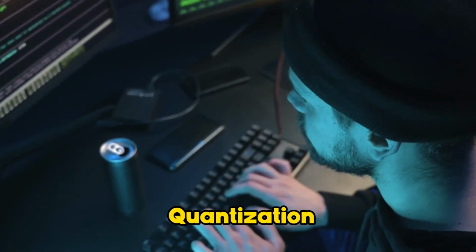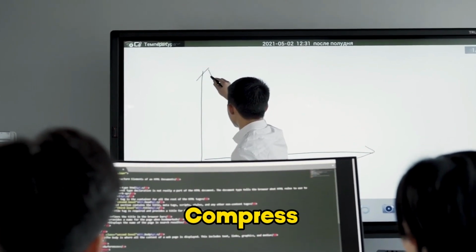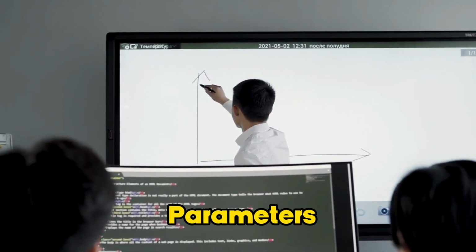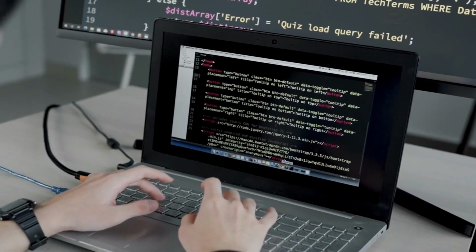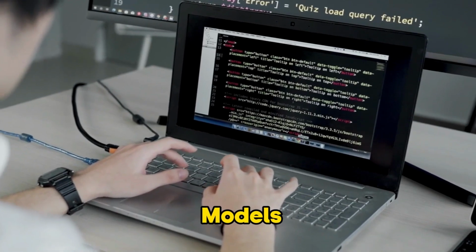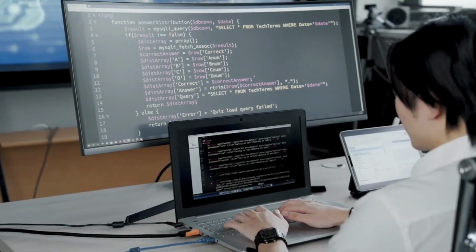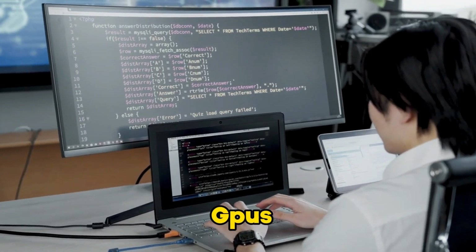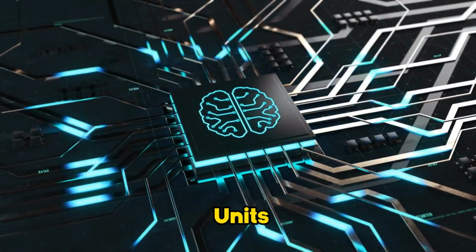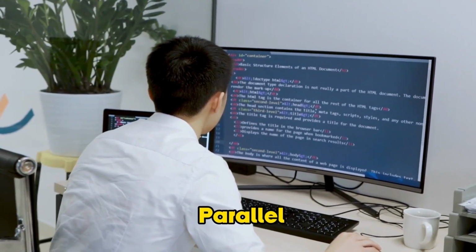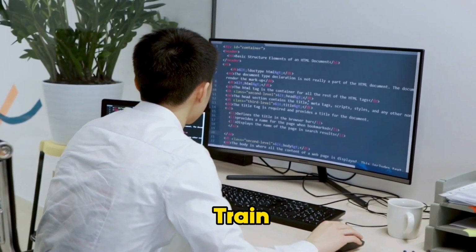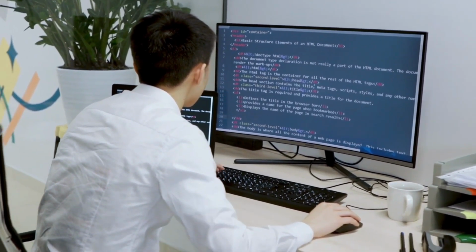Techniques like quantization and pruning allow developers to compress models and remove unnecessary parameters, reducing the computational cost of training and inference. Low-rank adaptation and soft prompting provide ways to fine-tune models with fewer resources. On the hardware side, GPUs, graphics processing units, have become the workhorses of AI development, providing the parallel processing power needed to train and run these massive models.